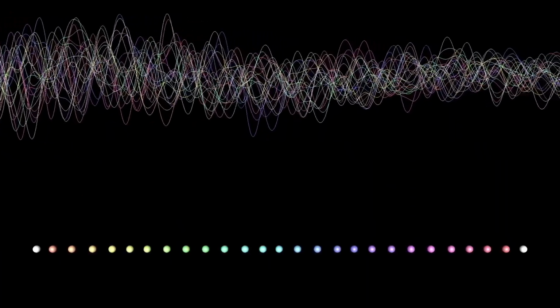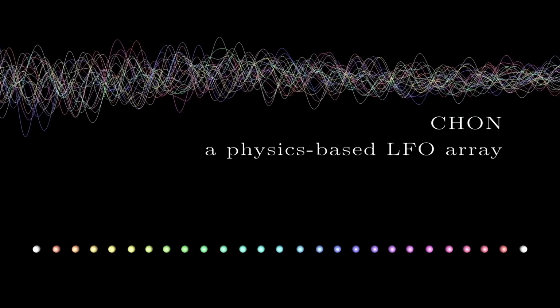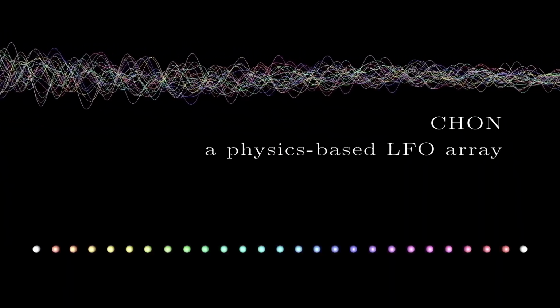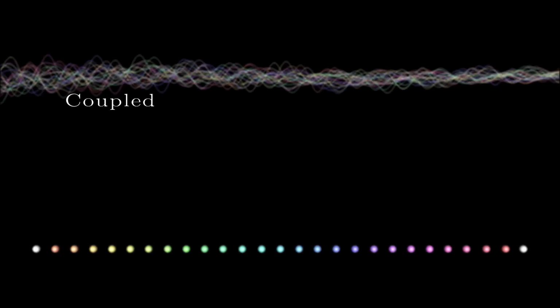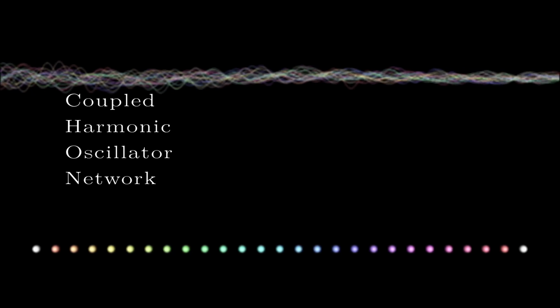In this video, I will give a brief introduction to CHON, a software tool that facilitates the exploration of a new kind of LFO control signal that I am calling a CHO. CHON stands for Coupled Harmonic Oscillator Network. It is built on the idea of generating musical material from a computer simulation of a real physical system. The system in question is that of coupled harmonic oscillators.